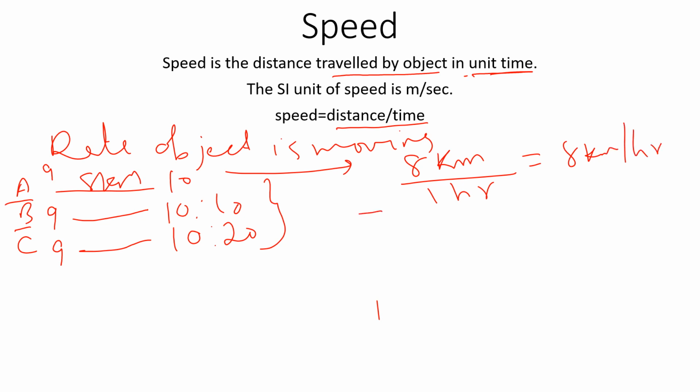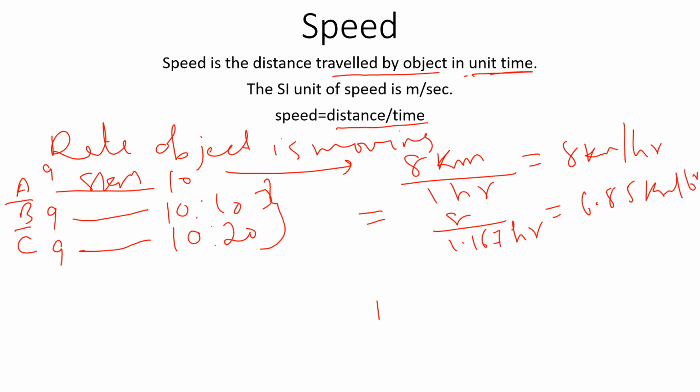For the second one, it is 8 by 1 hour 10 minutes. Convert 1 hour 10 minutes into hours. It will be equal to 1.167 hour. So speed is equal to 8 by 1.167, which is equal to 6.85 kilometer per hour.